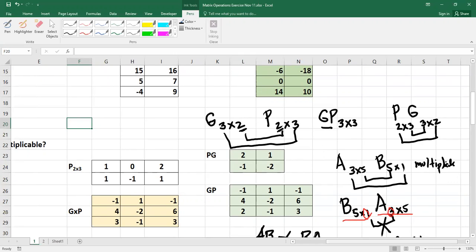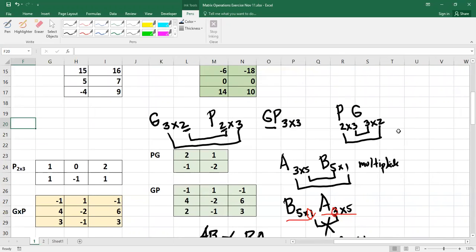Now, there is no commutativity as far as matrix multiplication is concerned. So GP is not the same as PG. In fact, it's possible that PG may not be multiplicable. But in this case, P is 2 by 3 and G is 3 by 2, so they are still multiplicable. And the resulting matrix is 2 by 2, which is your P times G. But you notice that G times P has a dimension 3 by 3, and P times G has a dimension 2 by 2. Therefore, we say that these two matrices are not equal, they're not equivalent.